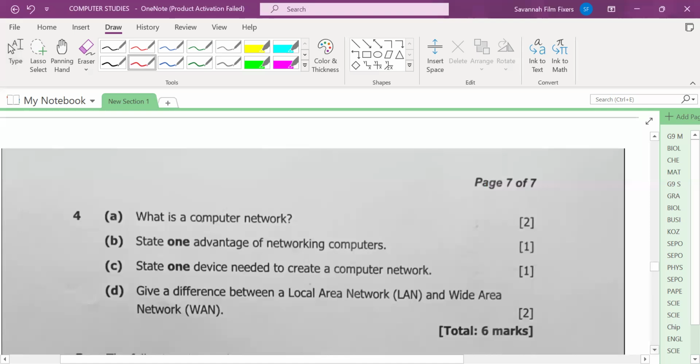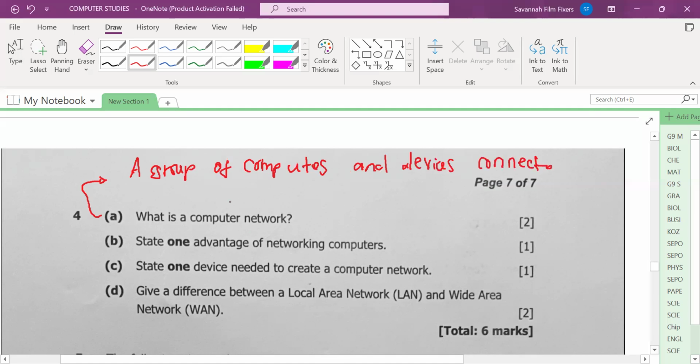What is a computer network? At least here, even the answer is in the definition. A computer network is a group of computers and devices connected together. So that's what a computer network is.